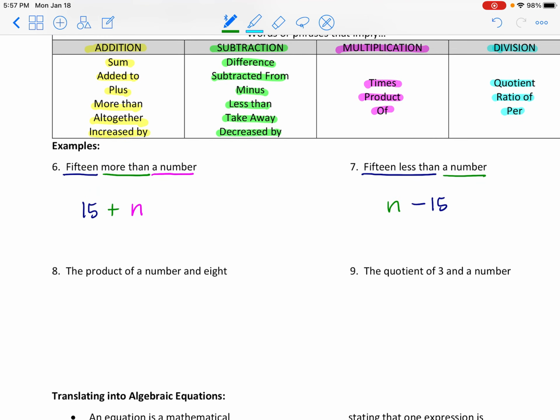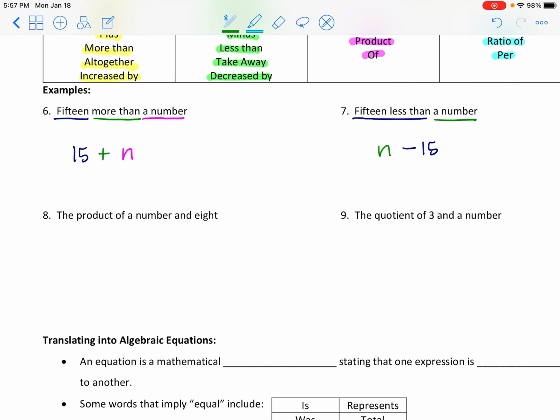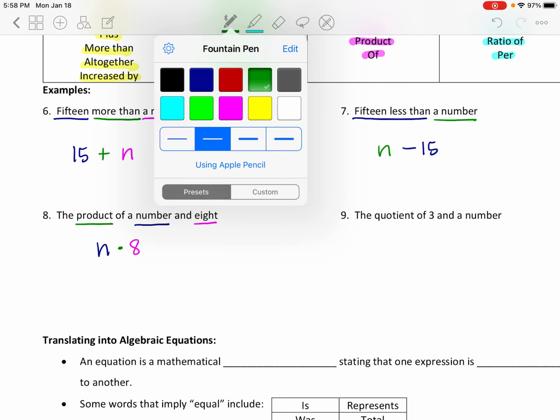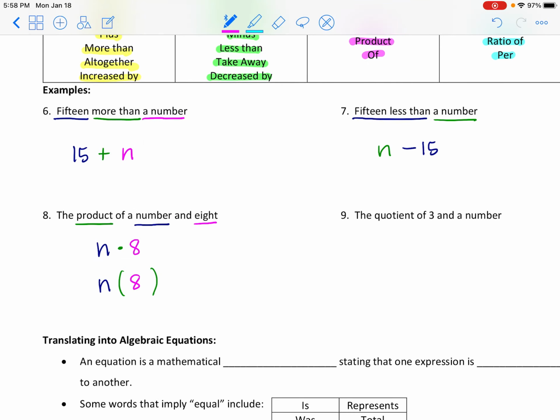Okay. The product of a number and 8, product means multiply. And what are we multiplying is our number and 8. So our number, let's call that n. 8 obviously translates into 8. And product means to multiply those two things. So 8 times n with the multiplied dot there would be okay. You might also see parentheses used. So you could see n and then parentheses and 8. That's another way to say multiply. Or you could see both of those reversed.